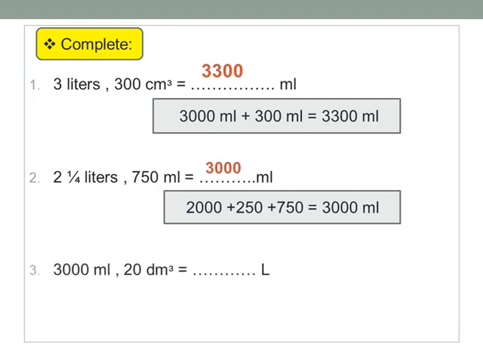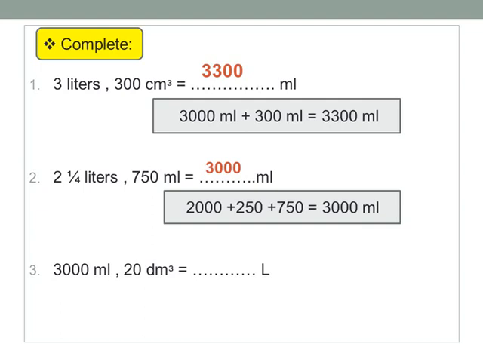Number 3, 3000 milliliters and 20 decimeter cube equal how many liters? Okay, in this question he asked about all the units here should convert to the unit liter. You should convert all the units here to the big unit liter. In the first part we have 3000 milliliters, and 3000 milliliters equal 3 liters.